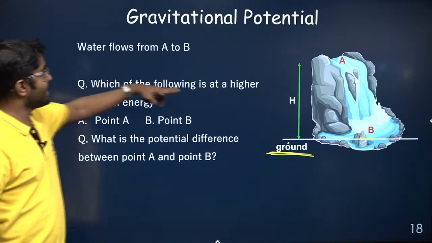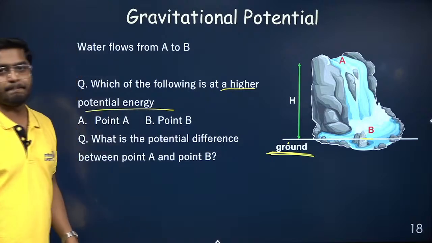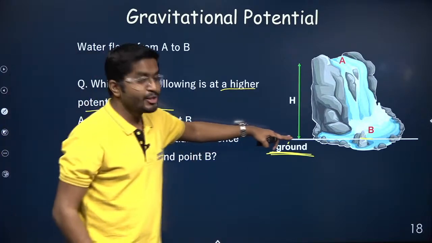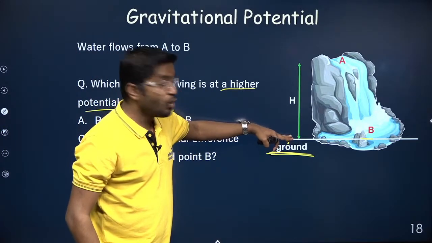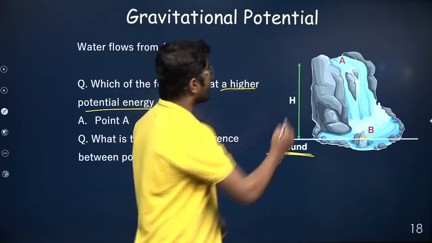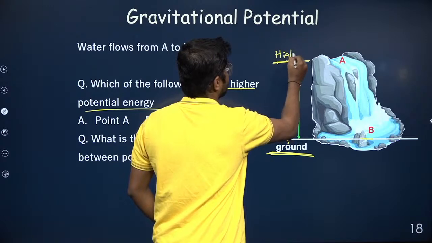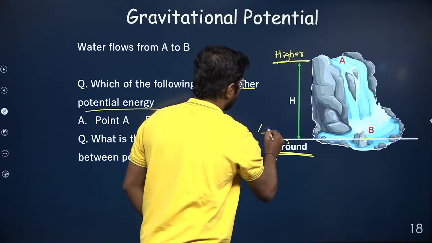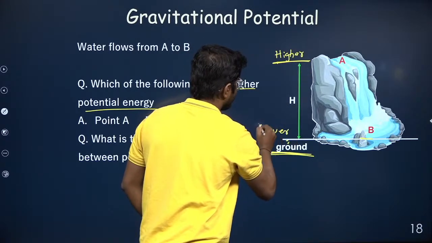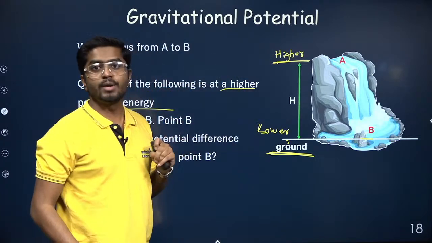So which of the following is at a higher potential energy, point A or point B? Point B is lower, so it is at a low potential energy. Point A is higher, so potential energy at A is higher, correct? This one is lower. So water flows from higher potential energy to the lower potential energy.